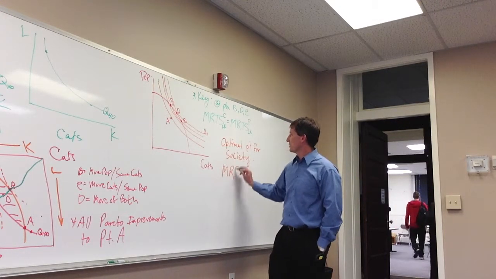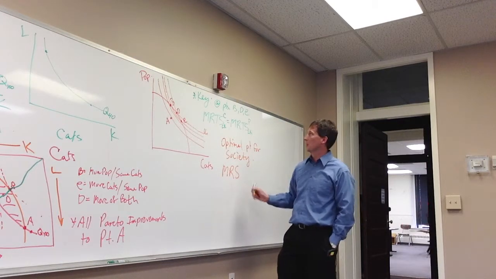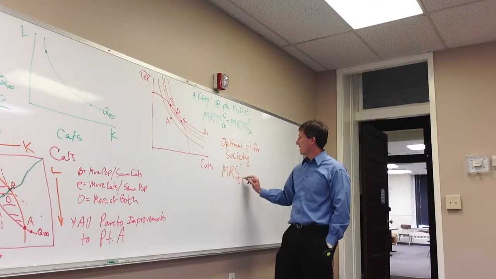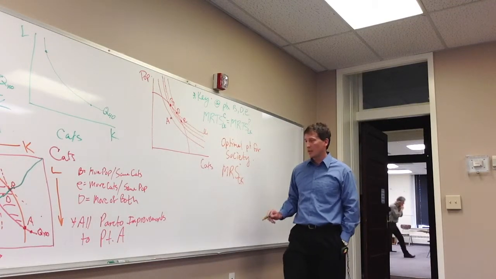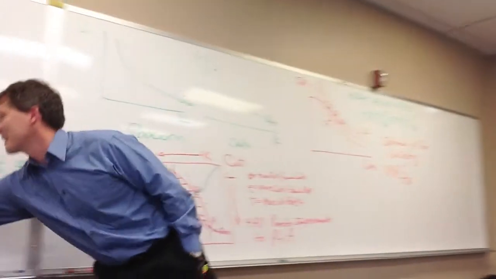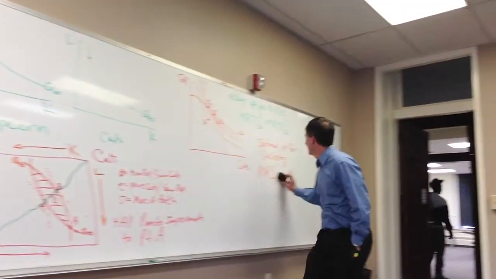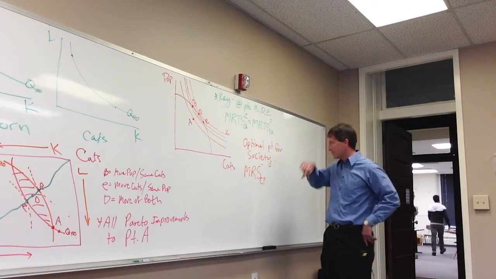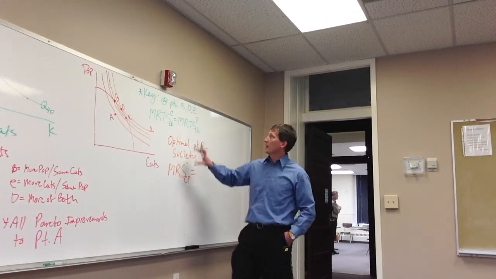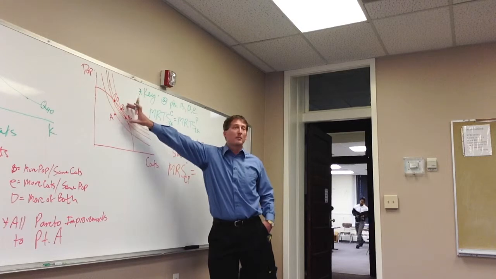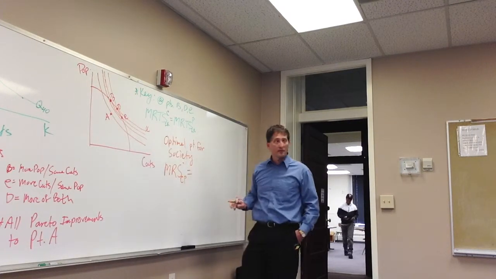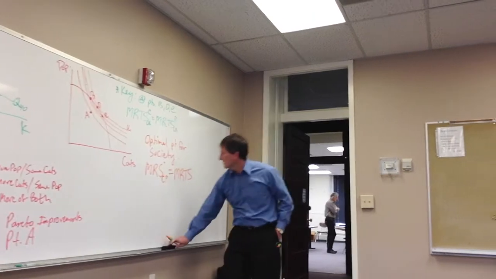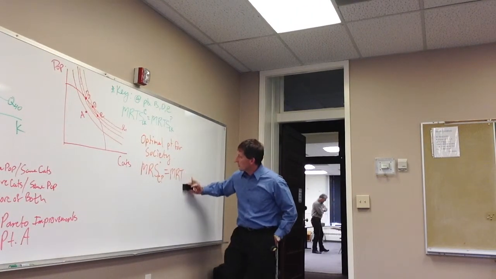The marginal rate of substitution for consumers between cats and popcorn equals the marginal rate of technical substitution. And this is called now the marginal rate of transformation.